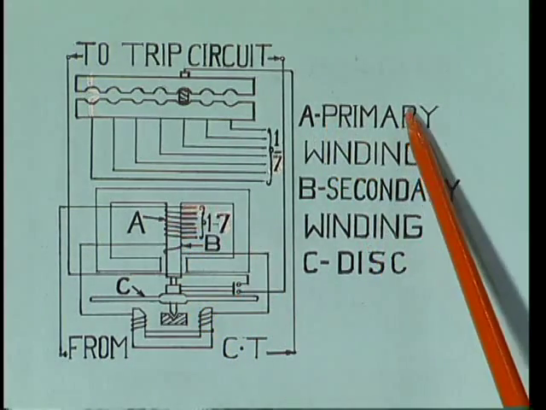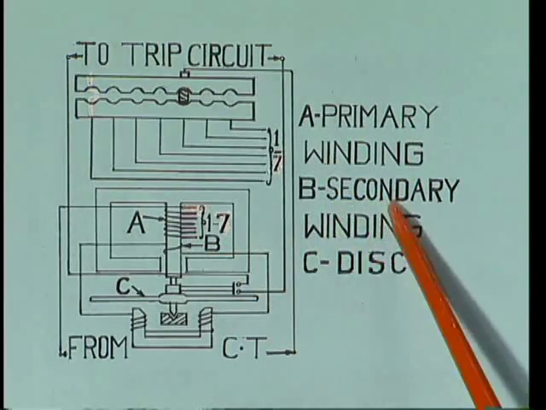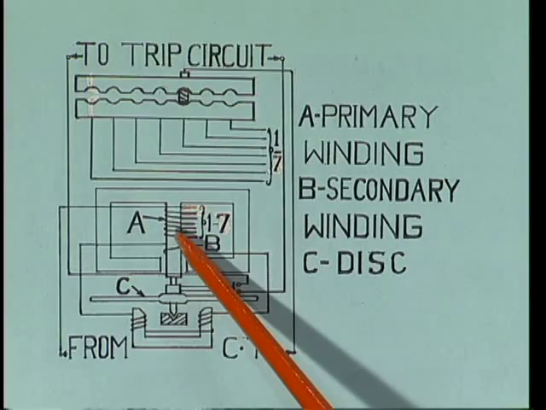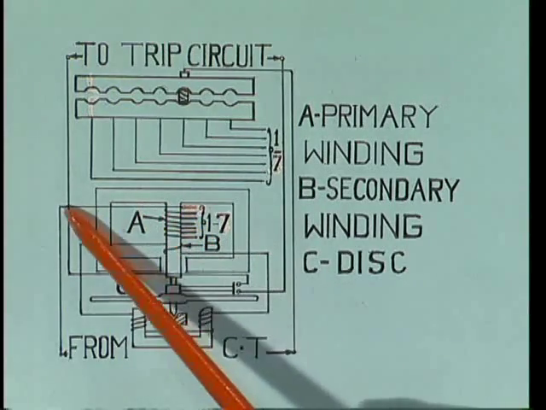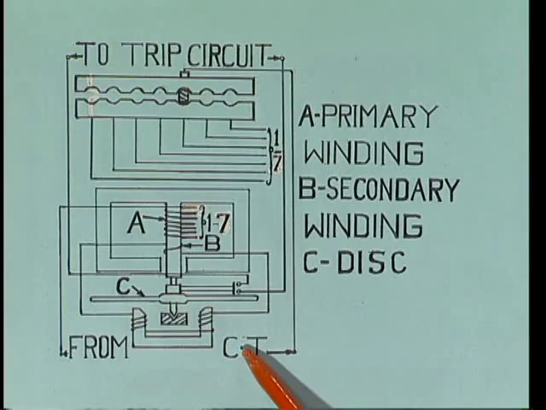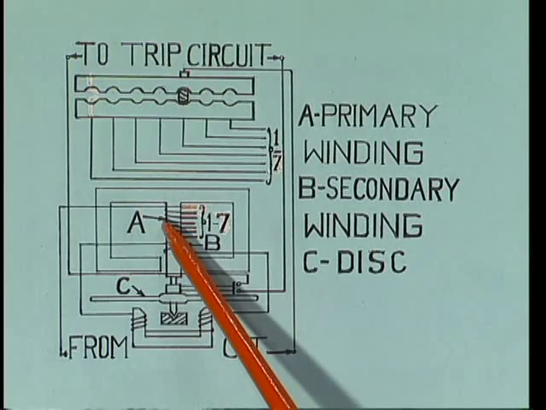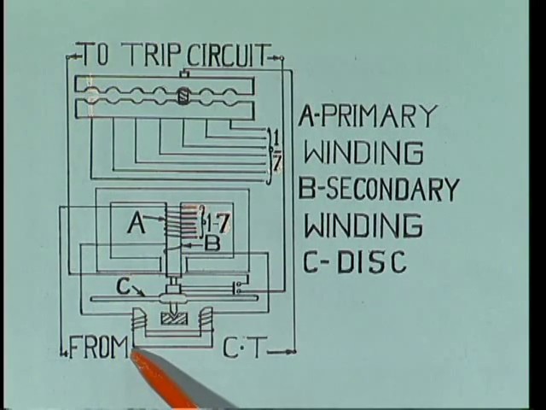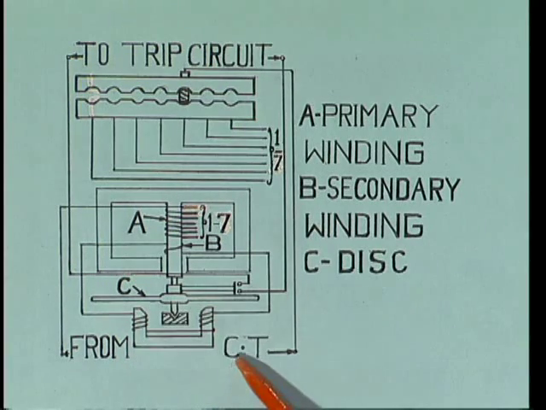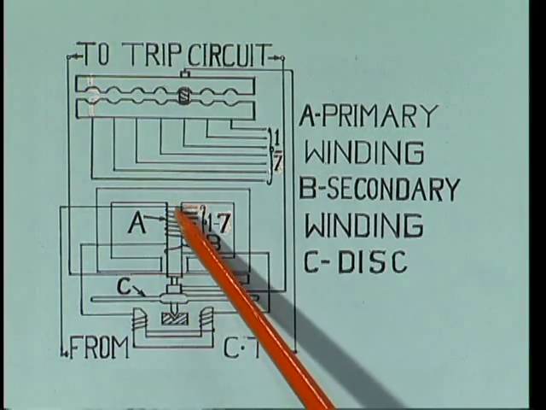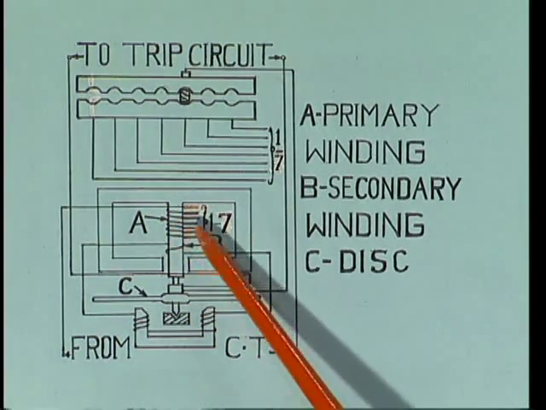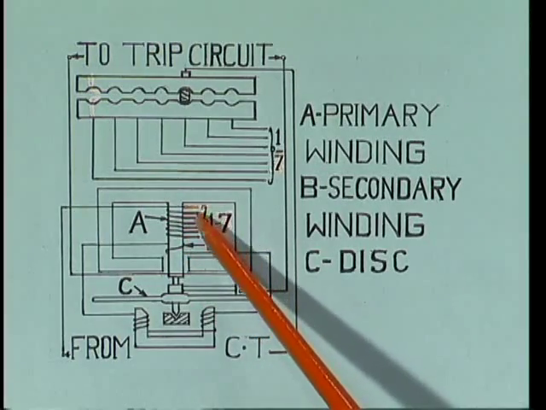A is the primary winding, B is the secondary winding, and the primary winding is connected to the secondary of the CT, the current transformer. The primary of the CT is connected to the line that is to be protected. The secondary of the CT is connected to the primary winding of the upper electromagnet, and there are also some 1 to 7 tappings.